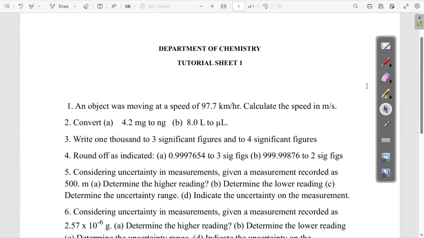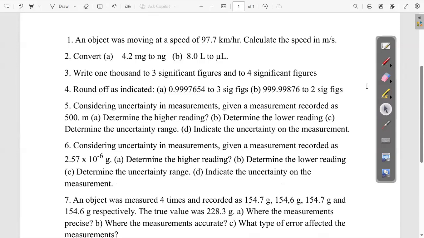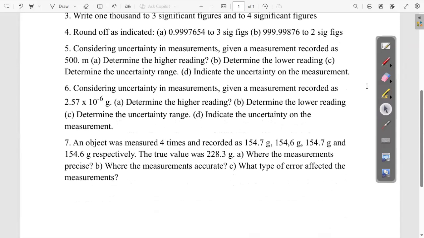These units and measurements, how to convert the units. We have concepts on significant figures. We have concepts on uncertainty in measurements. We have concepts in accuracy and precision, as well as how to tell the type of error that you have. Is it systematic error? Is it a random error?